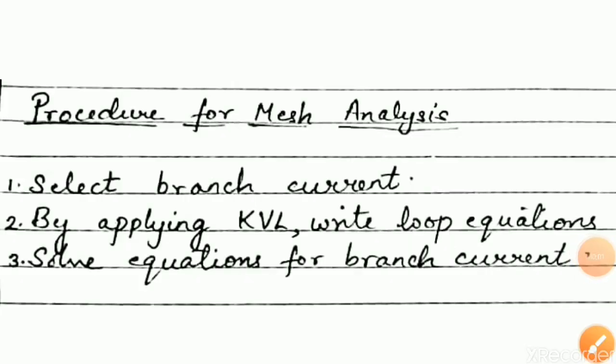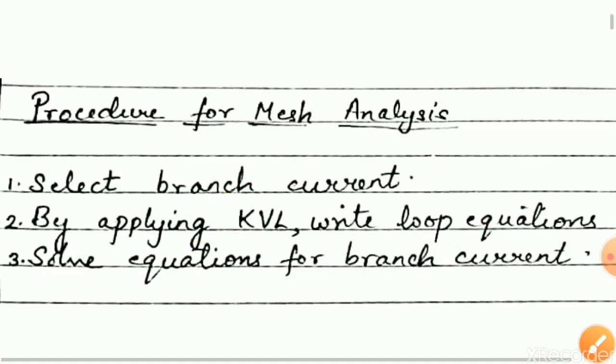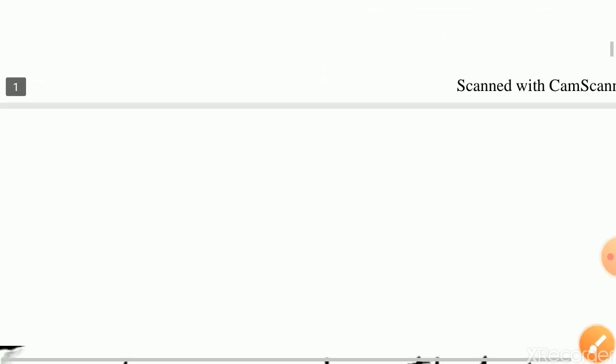The procedure that is to be followed for solving a question in mesh analysis is: select branch currents. By applying KVL, write loop equations. Solve all the equations in the given circuit for getting the values of branch currents. Let us have an example question.